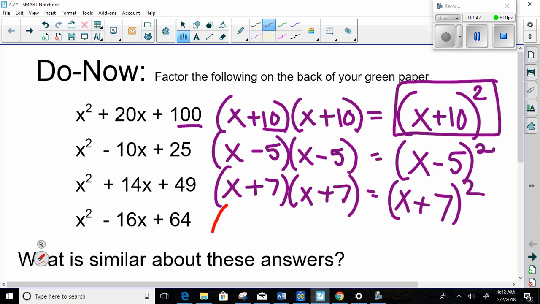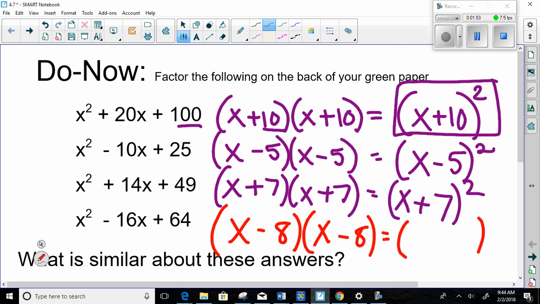Last one. Who wants to try it out? Jordan, go for it. Negative 8. X minus 8. And how would I write that? Beautiful. So this is just your do now. You are going to be putting this into your survival guide. It's the last one I'm going to be checking for.